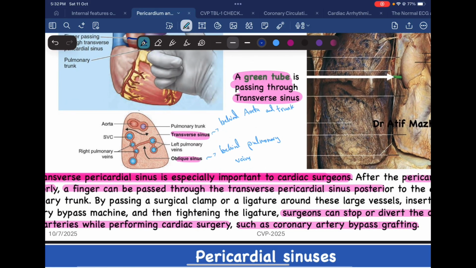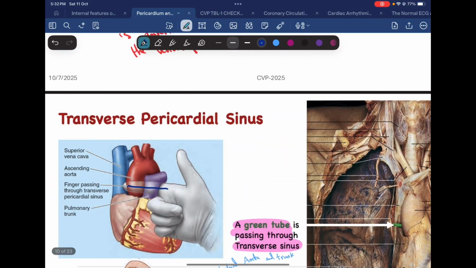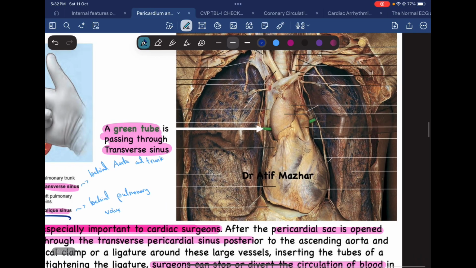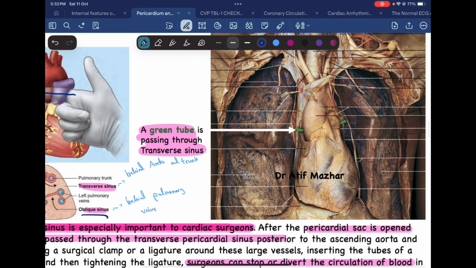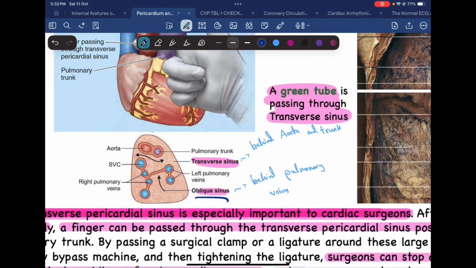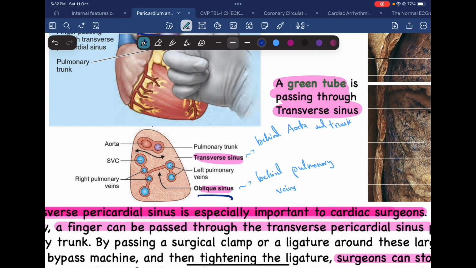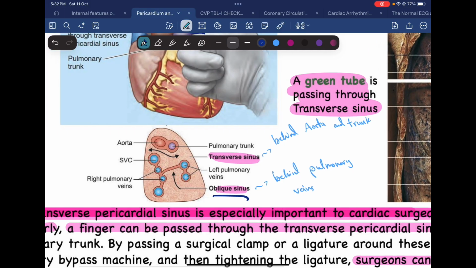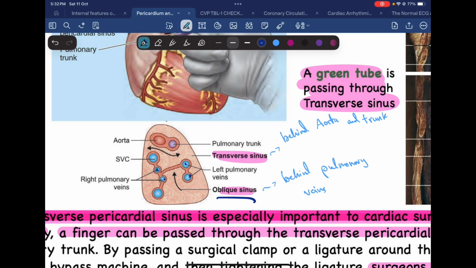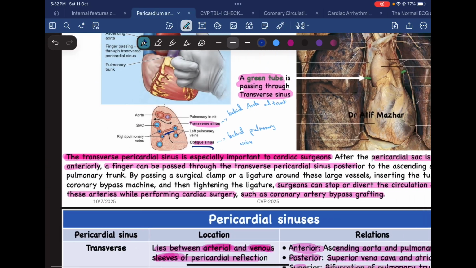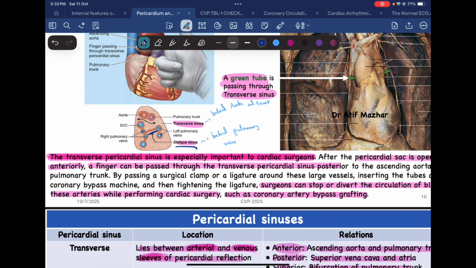So here's a picture to show the oblique sinus because you can't see it here, nor in this picture, but the green tube represents the transverse sinus. You're gonna see that the oblique sinus is behind the pulmonary veins. Here's one, two, three, four. It's right behind them. The transverse pericardial sinus is important. It's more important than the oblique one.